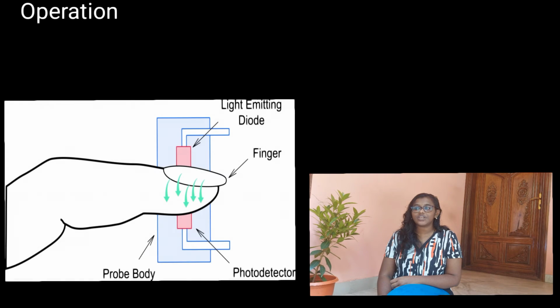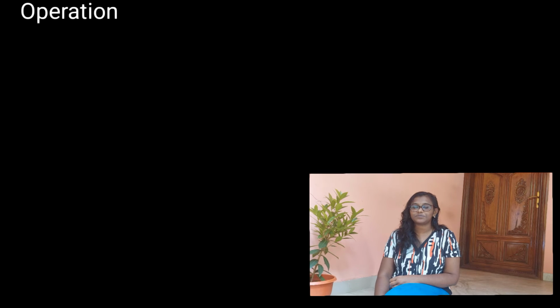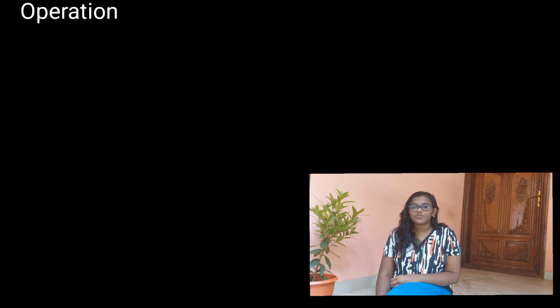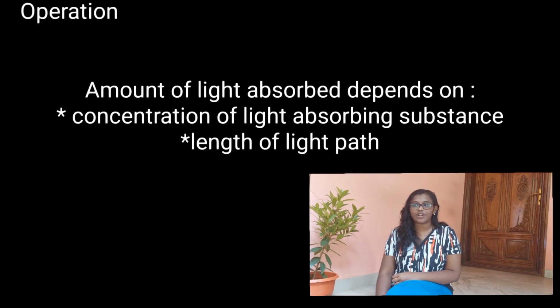The finger is placed between the light source and the light detector, and the light which is not absorbed reaches the detector. From the light source, light is emitted which goes through the pulse oximeter probe and reaches the detector. The amount of light absorbed depends on physical properties such as the concentration of the light absorbing substance and the length of the light path in the absorbing substance. Oxygenated hemoglobin absorbs more infrared light than red light, and deoxygenated hemoglobin absorbs more red light than infrared light. With the help of this ratio, the pulse oximeter calculates the oxygen saturation.